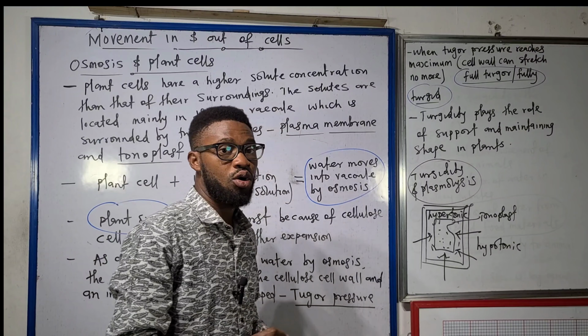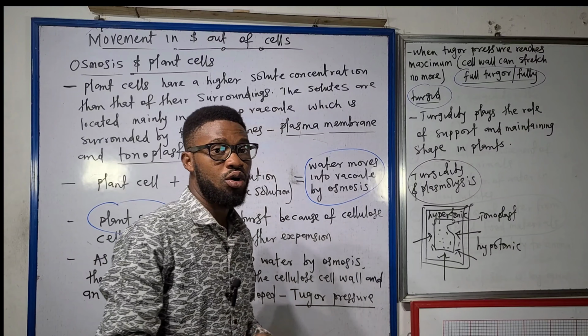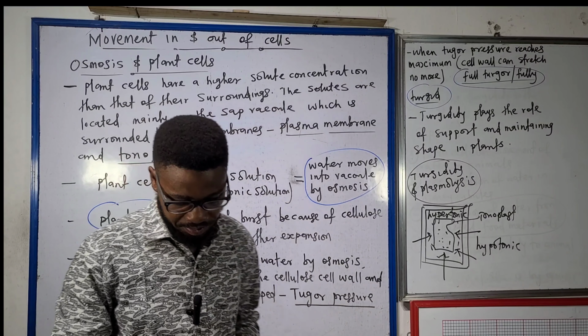It is when we allow a plant or a plant cell to stand in a hypotonic solution such that water is drawn into the cell by osmosis. But take note that I said the cell does not burst because, of course, it has a cellulose cell wall, a rigid cellulose cell wall, which is able to resist the turgor pressure.